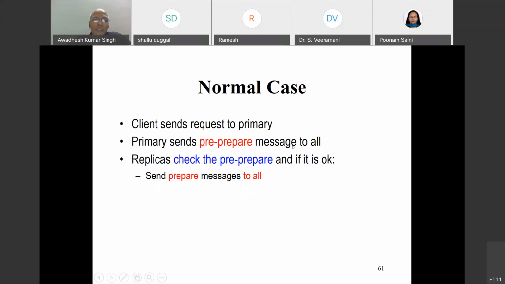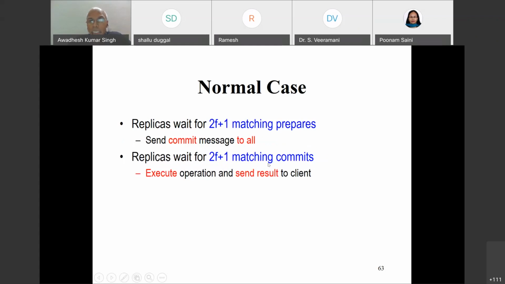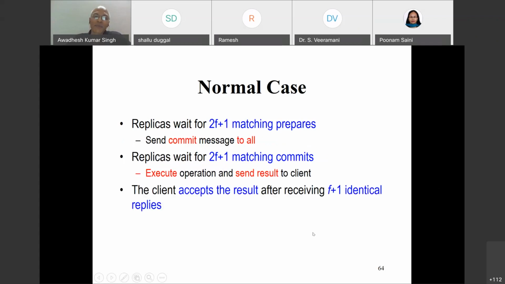In the pre-prepare phase, the replica checks the pre-prepare, and if it is correct, it sends a prepare message to all. Then replicas wait for 2f+1 matching prepares. If there are 2f+1 matching prepares, then it will send commit to all. Then if there are 2f+1 matching commits, it will execute and send the result. Afterwards, the client accepts the result if f+1 identical replies are received. So this is the sequence of how BFT works.